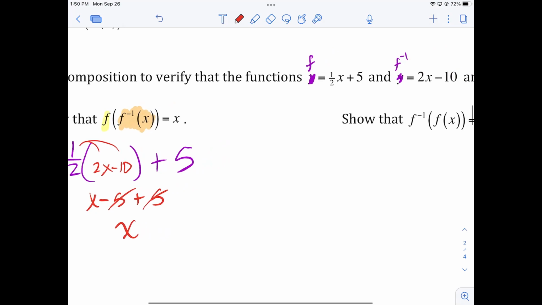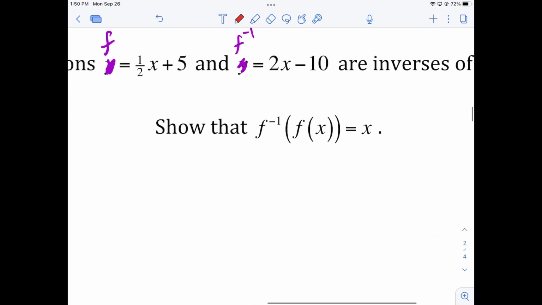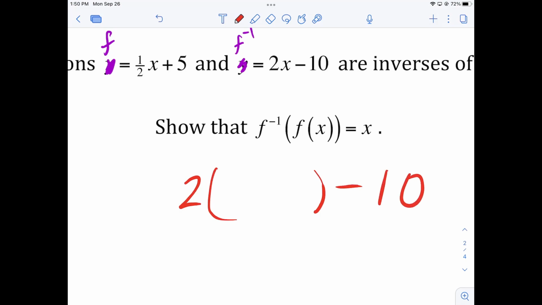Let's try it the other way. Now we start with f inverse on the outside. So now it's 2 times something minus 10, right? F inverse is 2 times something minus 10. But what are we going to plug in? Yeah, we're going to plug in f. 1/2 of something minus 10. And that something is 1/2 x plus 5.